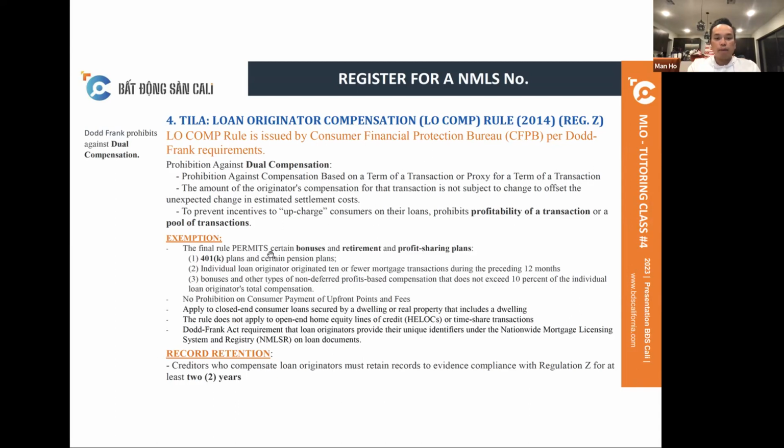The final rule permits certain bonuses and retirement profit-sharing plans. For example, the 401k plan, meaning that if you work for a company, sometimes you are allowed to contribute your money into the 401k plan, or sometimes your bonus can be used to contribute into the 401k plan. Another exemption: an individual loan originator originated 10 or fewer mortgage transactions during the preceding 12 months. Let me see, what does that mean?